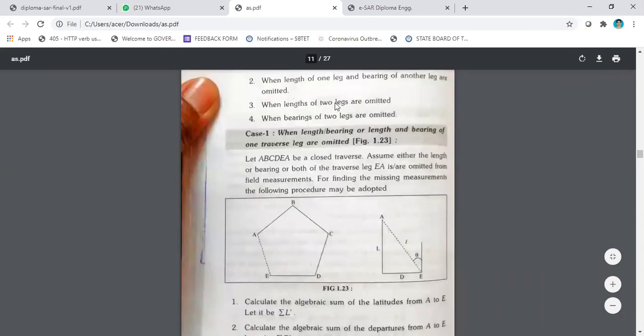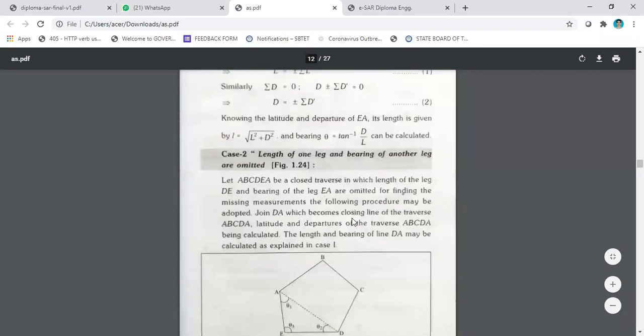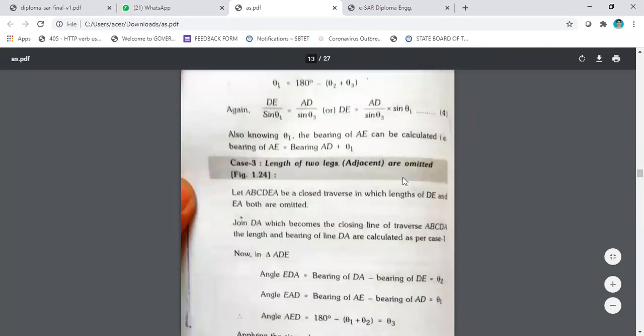The 2 legs may be side by side adjacent or on the other side. Let us take an adjacent example. So in this one, the lengths of 2 adjacent legs are omitted. If not adjacent, we can make them adjacent by drawing parallel lines. However, this is not required at the diploma level. But you can refer to Surveying by BC Punmia. There you can see how to proceed if the 2 missing legs are not adjacent. Then also we can follow the same procedure.